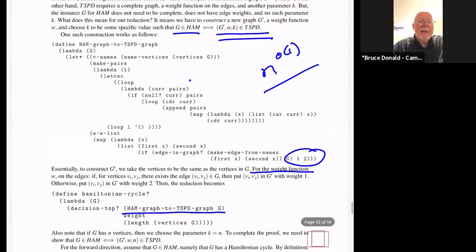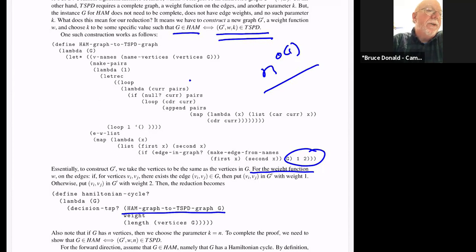When we have a problem like Hamiltonian cycle, which we believe is very difficult or impossible to solve in polynomial time, what we do is take a new problem of interest whose complexity is unknown but suspected to be high, namely the traveling salesman problem. In this case, we do two things. First, we write a reducer. The reducer takes instances of the Hamiltonian cycle problem and converts them into instances of the traveling salesman problem.